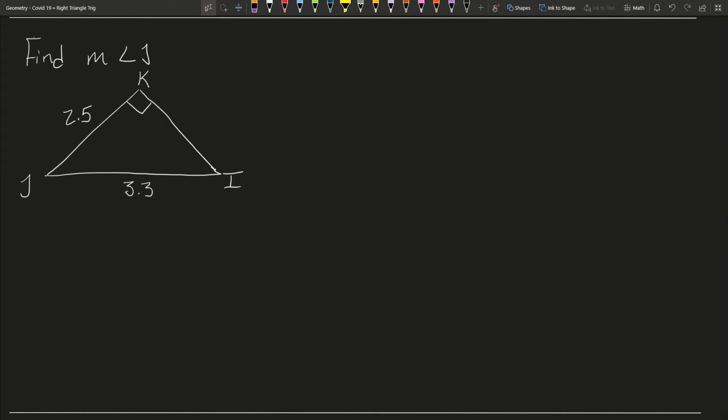All right, I want to do one more problem kind of like this. Again, we're trying to find an angle. We're trying to find angle J in this case, given this figure with sides 2.5 and 3.3. So again, just like every problem we've done so far, the best thing to do first is to just label what we need. So we're trying to find the measure of angle J, which is this angle right here.